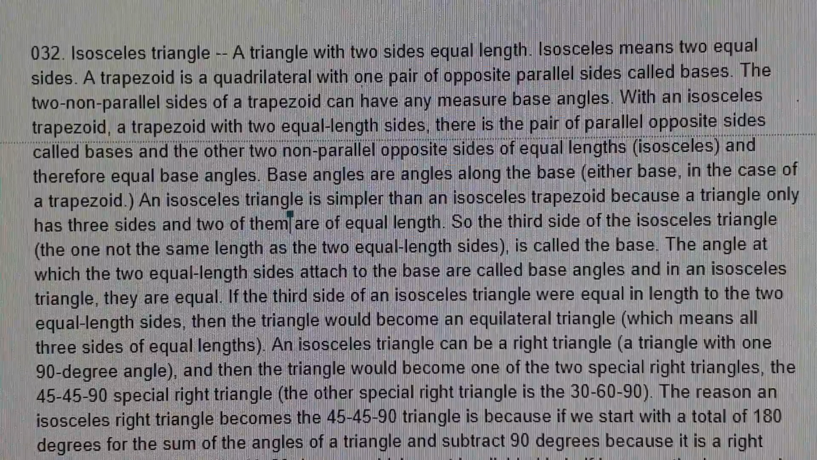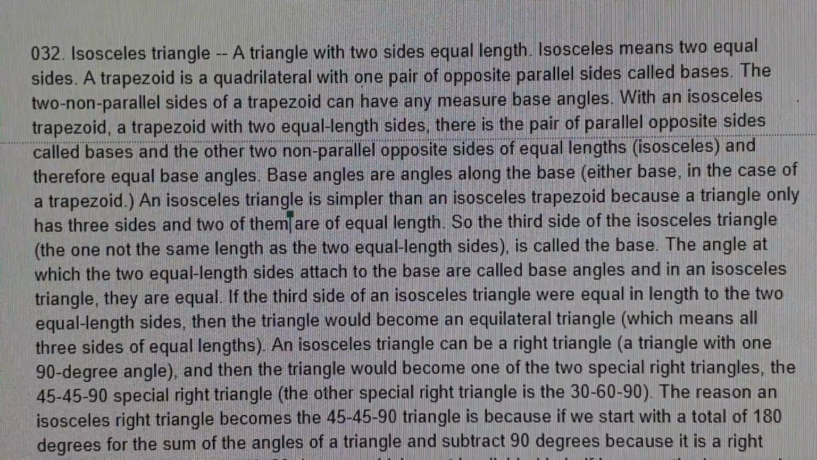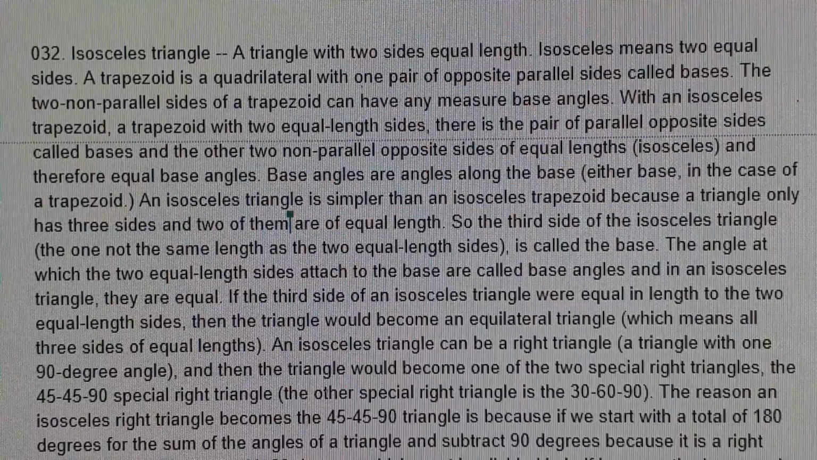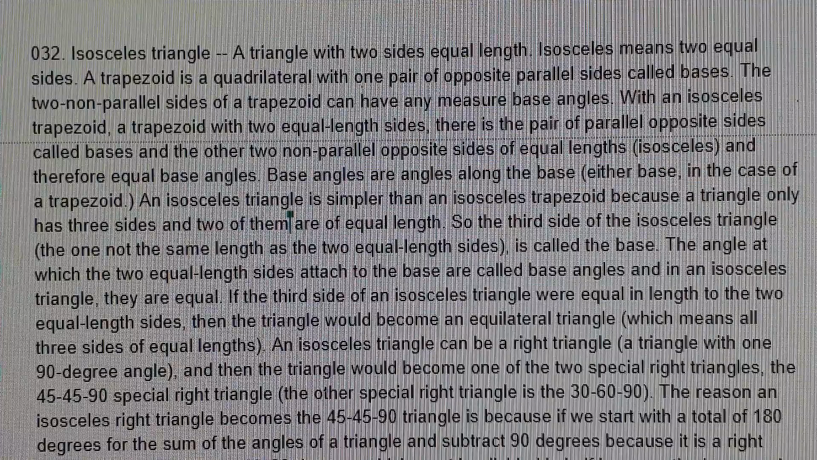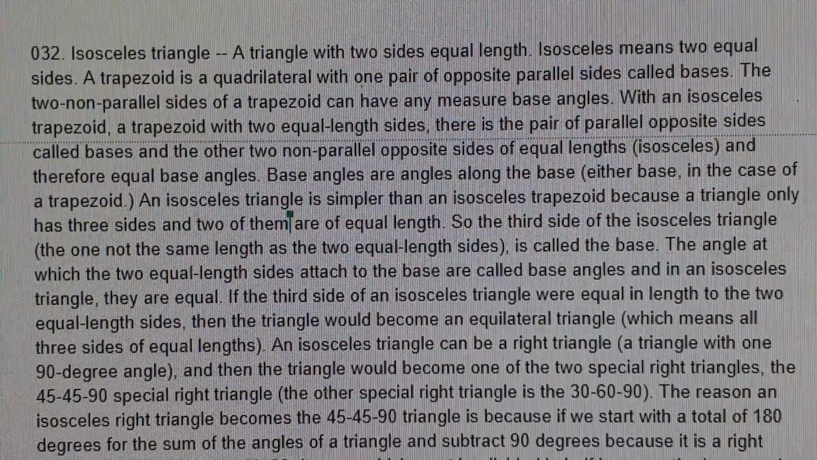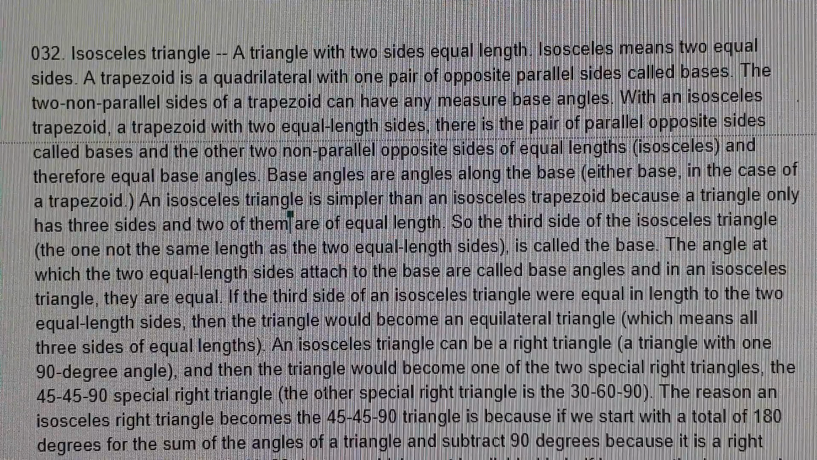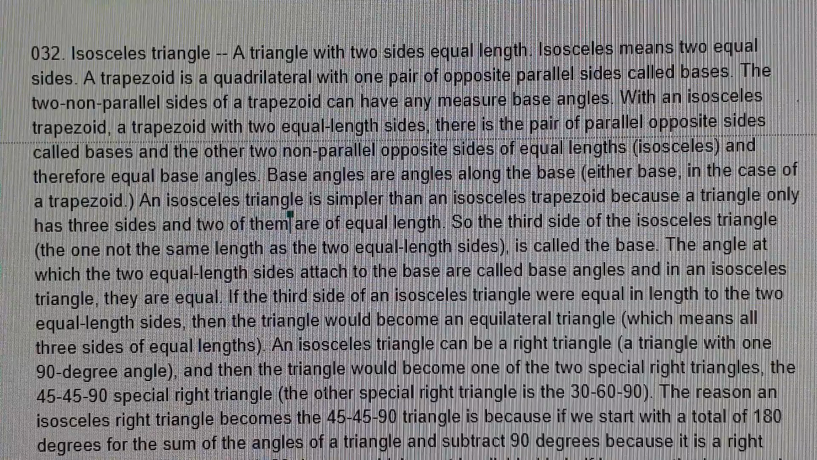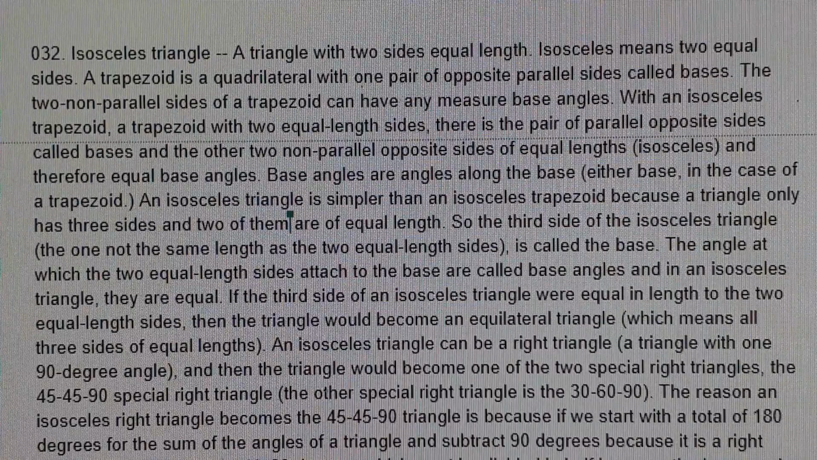The reason an isosceles right triangle becomes the 45-45-90 triangle is because if we start with a total of 180 degrees for the sum of the angles of a triangle, and subtract 90 degrees because it is a right triangle, then we are left with 90 degrees, which must be divided in half because the base angles of an isosceles triangle are equal, and 90 divided by 2 is 45, hence 45, 45, 90.